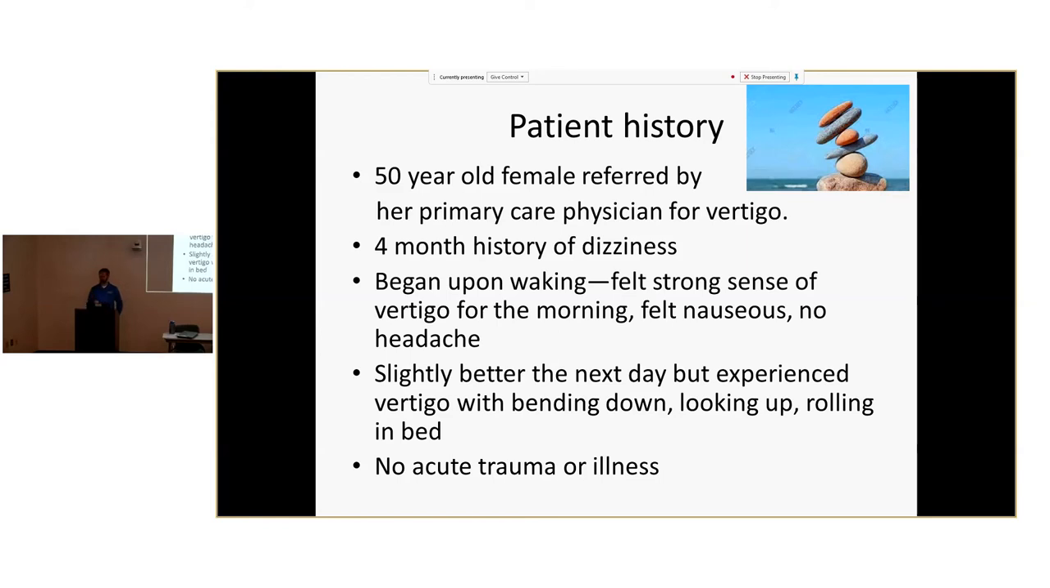Okay, positional vertigo, BPPV, anything else? Hypofunction. What else? I mean, you can start out with things that might be a little bit less likely than those. I'd put those right at the top of the list.